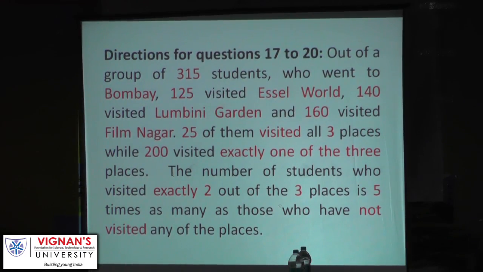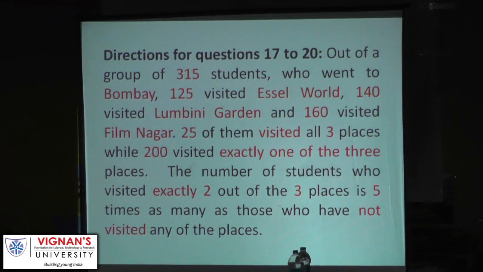Directions for questions 17 to 20. Out of a group of 315 students who went to Bombay, 125 visited SL World, 160 visited Film Nagar, 25 of them visited all three places, while 200 visited exactly one of the three places. The number of students who visited exactly two of the three places is 5 times as many as those who have not visited any of the places.